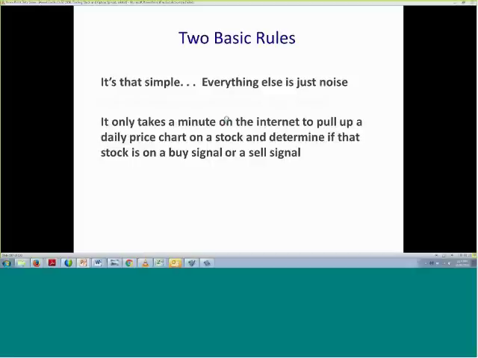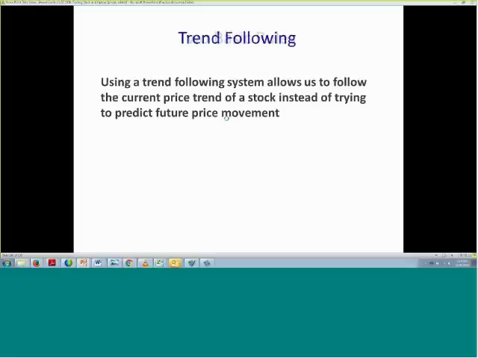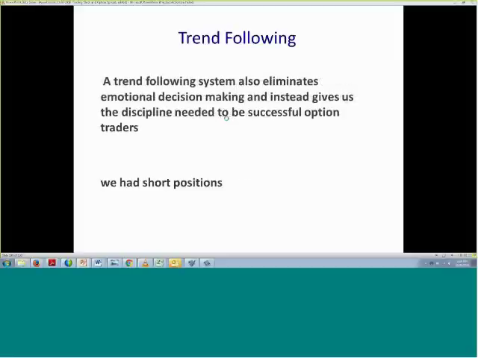It's pretty simple. We don't get involved in complicated mathematical theories and equations. We just simply buy call options on stocks that are moving up. It only takes a minute to pull up these indicators on the internet to determine if you have a buy signal or not. So again, when we use a trend following system, that allows us to follow the current price trend instead of trying to predict the future price movement. And that eliminates emotional decision making and instead gives us the discipline to be successful option traders.